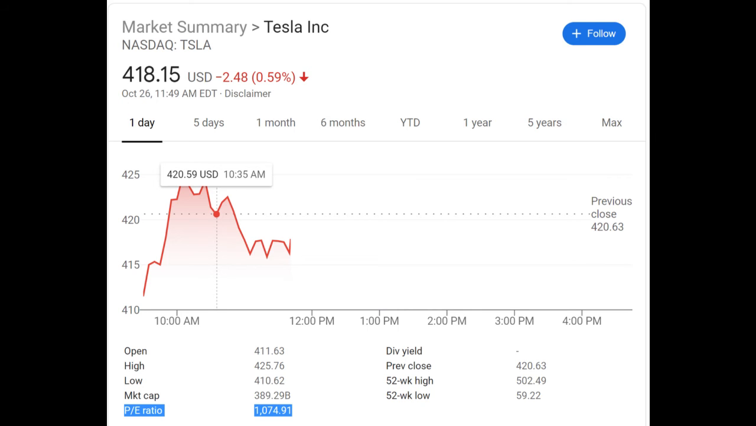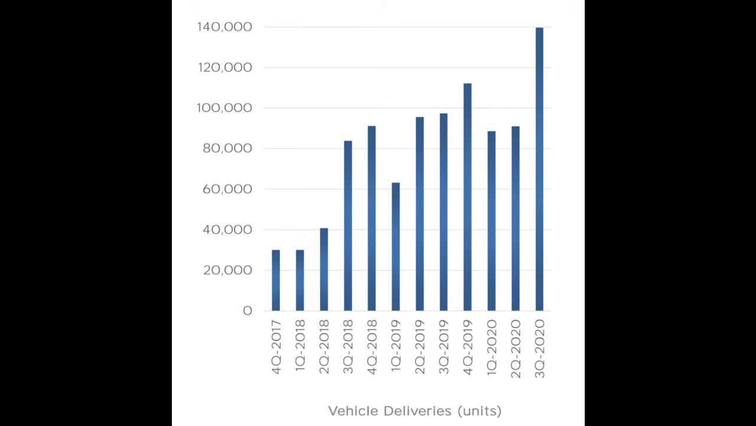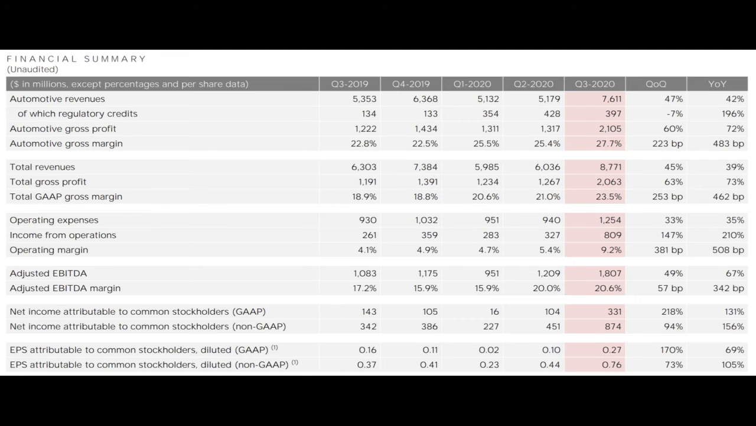So Tesla currently has a market cap of about $391 billion, and in the last 4 quarters, they made a total net income of about $561 million. This gives Tesla a PE ratio, or a trailing PE ratio, of about 691, which is high by any standards. The problem, though, is that Tesla is growing at a very fast pace. For example, their net income in Q3 was over triple what it was in Q2.